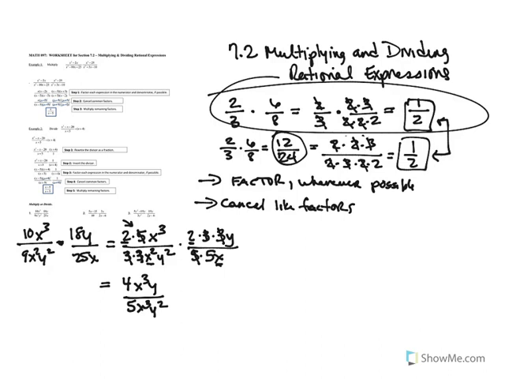So now we have a single rational expression that we should be able to simplify based on our chapter 5 material. 4 over 5 doesn't reduce. X cubed over x cubed, that cancels. Y over y squared, that leaves me with a y in the denominator. Nothing you've learned is irrelevant.